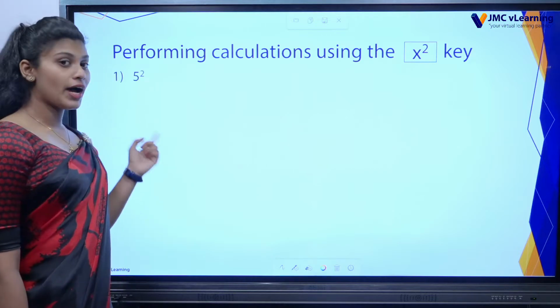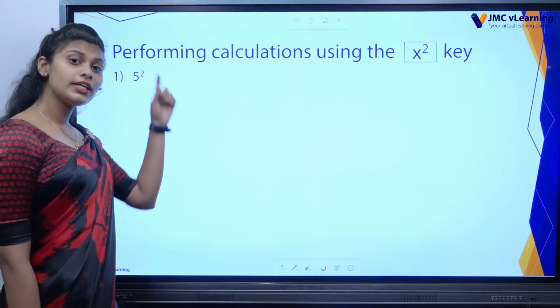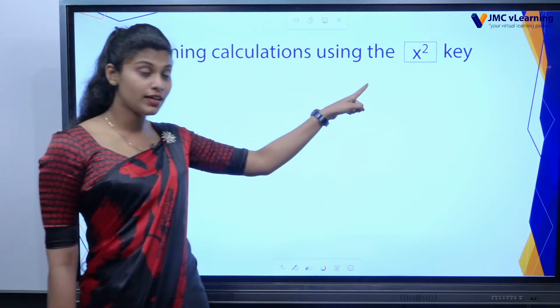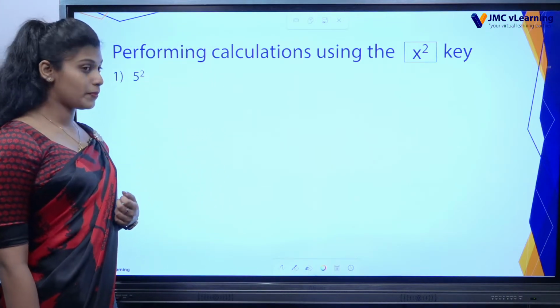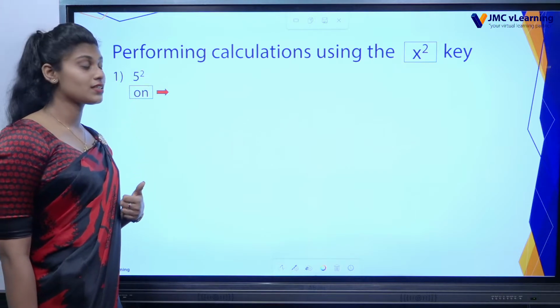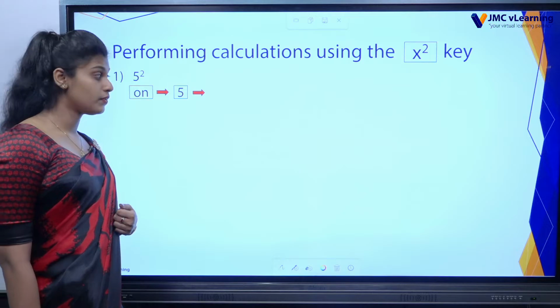Then let's perform calculations using the x squared key. Okay, 5 squared. You have to take that squared part. To take the squared part, you have to press the x squared key. Then you have to press the on button first, then you have to press 5.